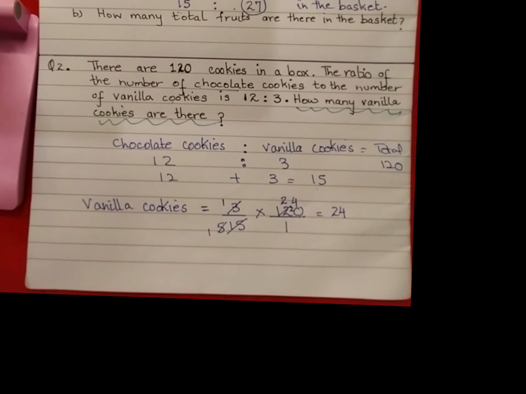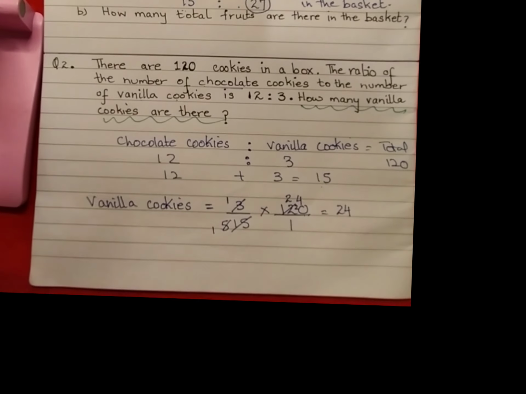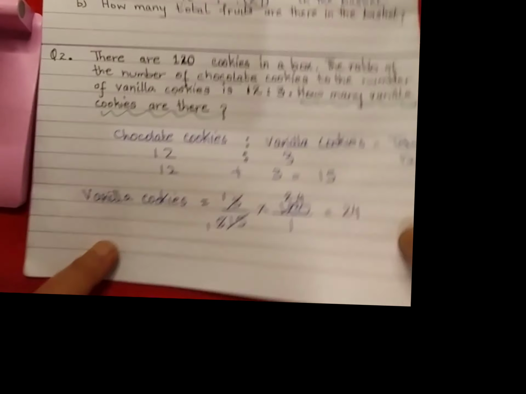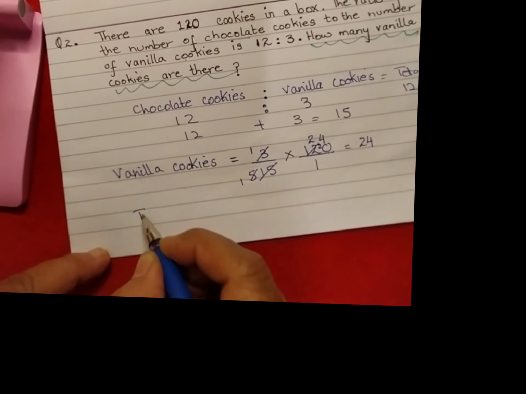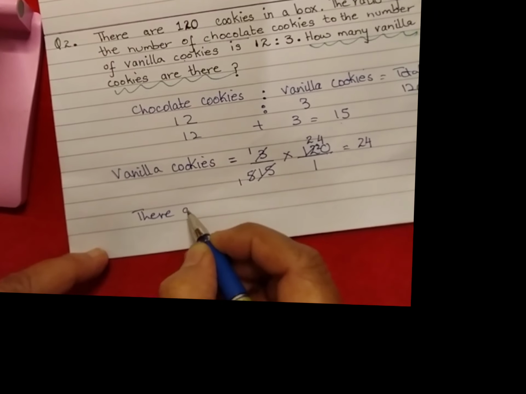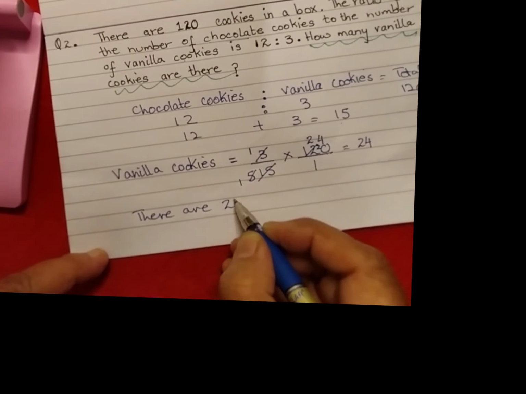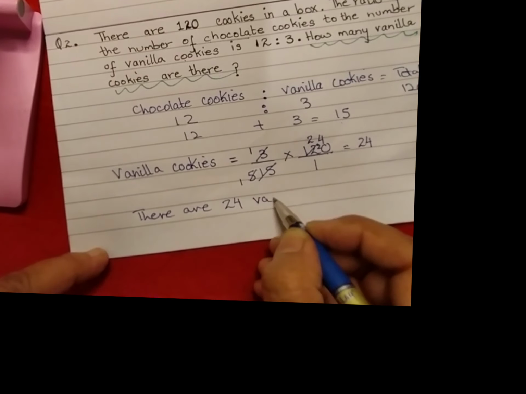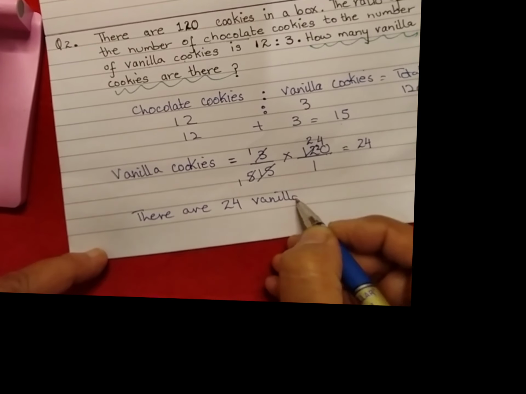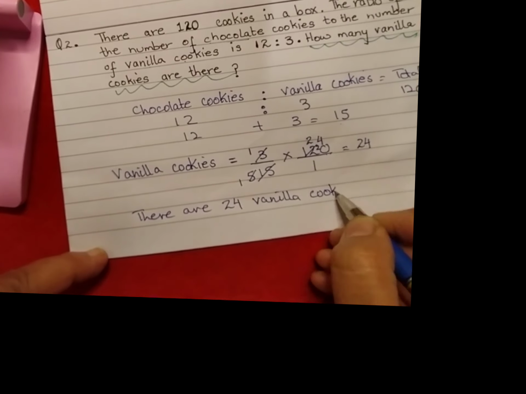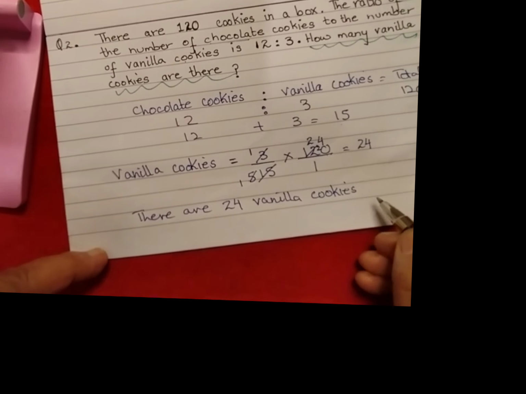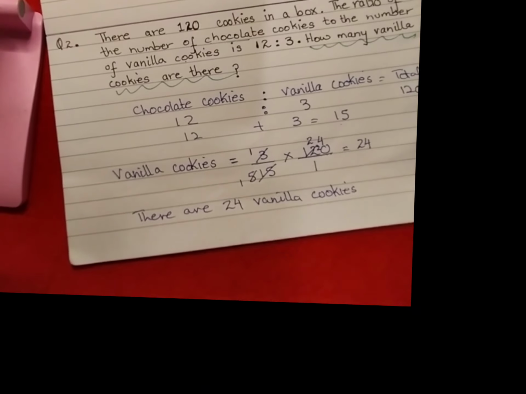So how many vanilla cookies are there? There are 24 vanilla cookies in the box. Or you can just write there are 24 vanilla cookies.